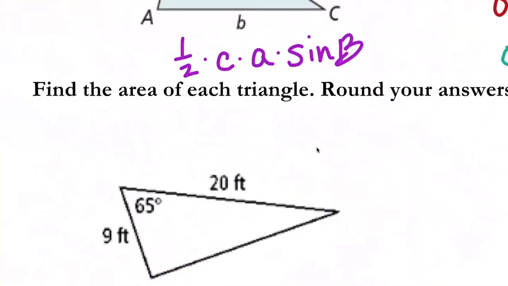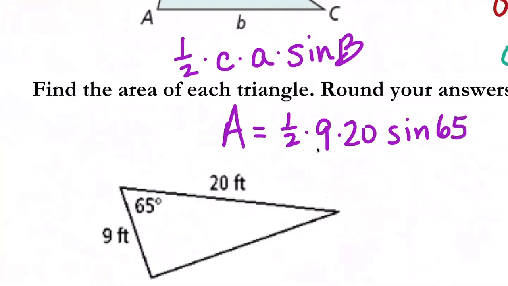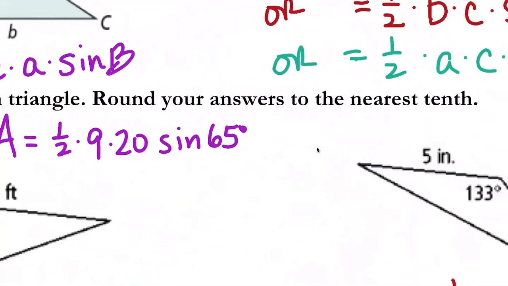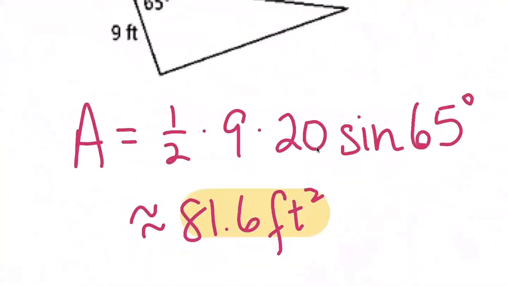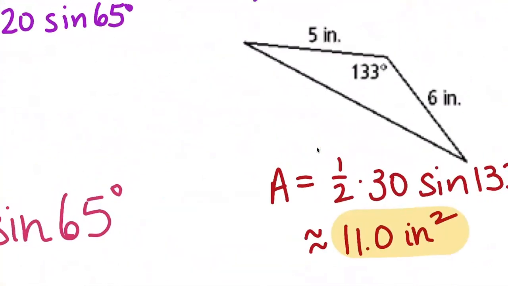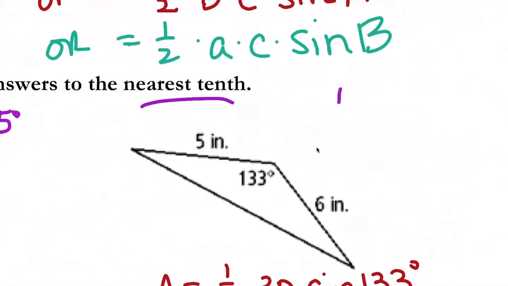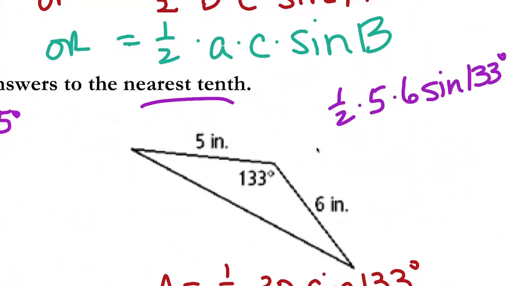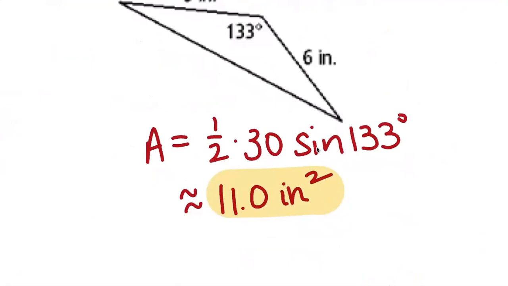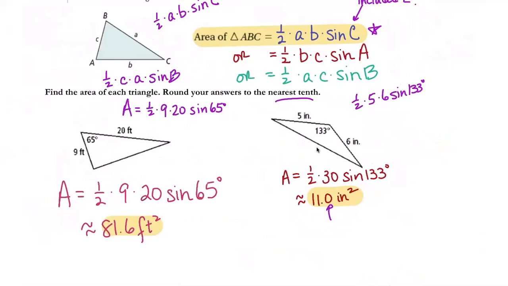Okay, so for the first one, 1/2 times 9 times 20 times the sine of 65. Here is 1/2 times 9 times 20 times the sine of 65. You just type it in your calculator, you're done. Okay, I told you to round these to the tenth. That should give you 81.6. Okay, for the second one, we have, oops, 1/2 times 5 times 6, sine of 133. Type in your calculator, 11.0. Now again, I've got a 0.0 there because we're going to the tenths. So 11.0 square inches. Make sure you label those problems.